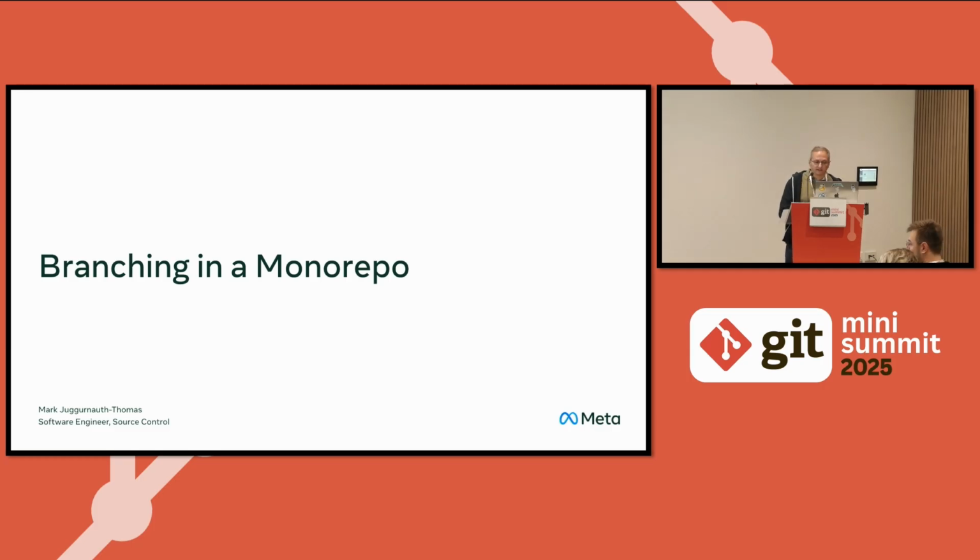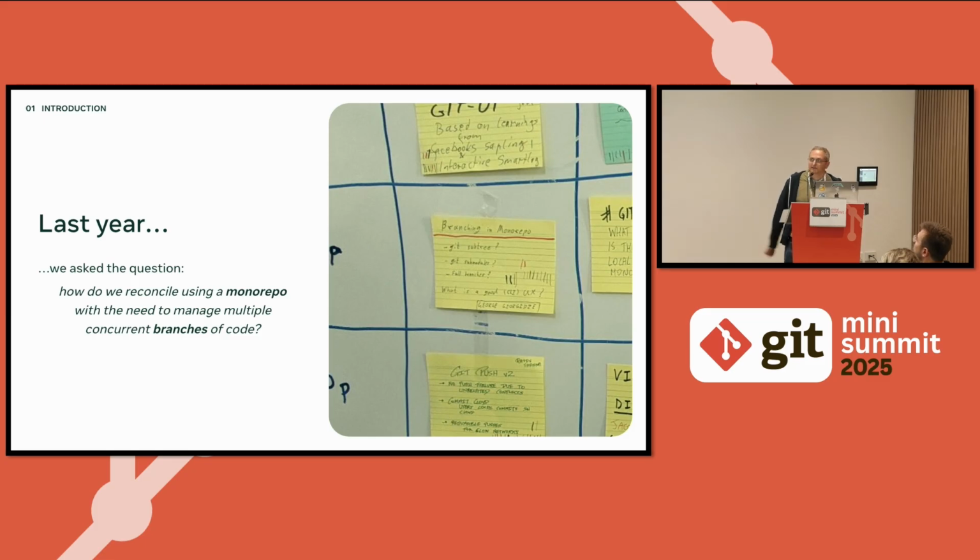So what am I talking about when I say branching in a monorepo? If you were in Berlin last year for the Git Merge conference, in the unconference portion of the talks, we had a section about branching in monorepos. And we were asking the question: how do you reconcile having a monorepo where everybody's working together with the need of some of the teams in the company to manage multiple concurrent branches of code?